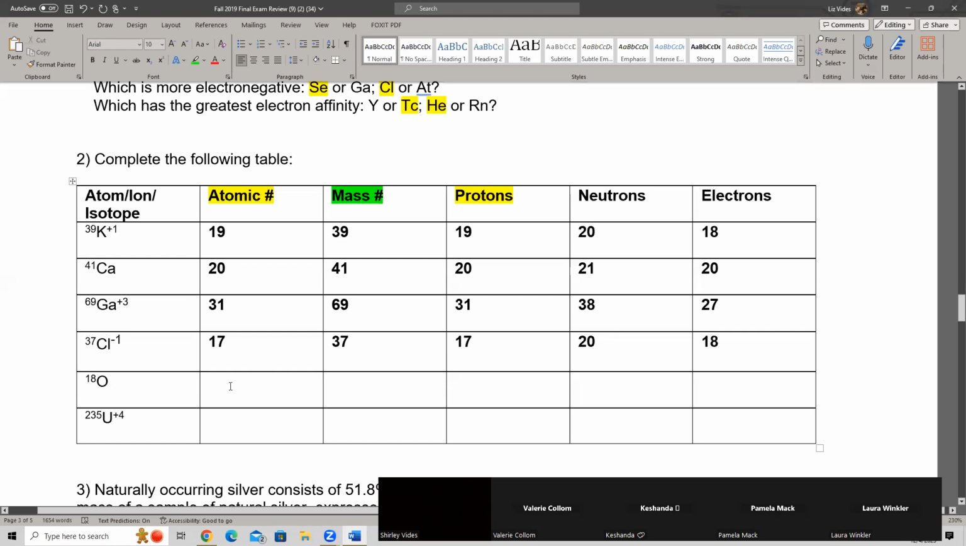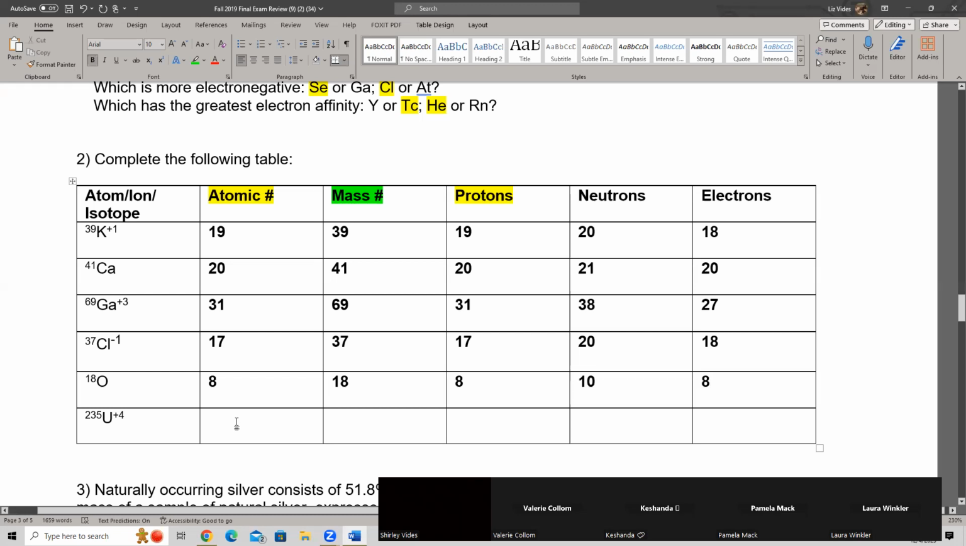Oxygen. So oxygen is what number? 8. So that means we have 8 protons. And since we have 18 mass, we have how many neutrons? 10. And obviously nothing changed as far as electrons go, so it's 8, right?